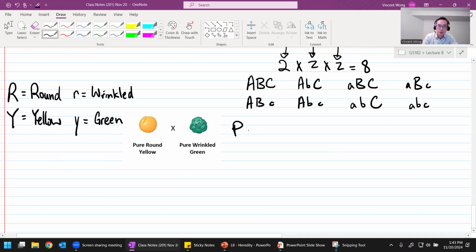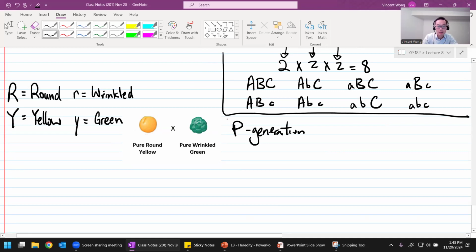This is the P generation. Pure round yellow. Big R, big R, big Y, big Y. Pure wrinkled green. What is pure wrinkled green? Yeah, little r, little r, little y, little y.